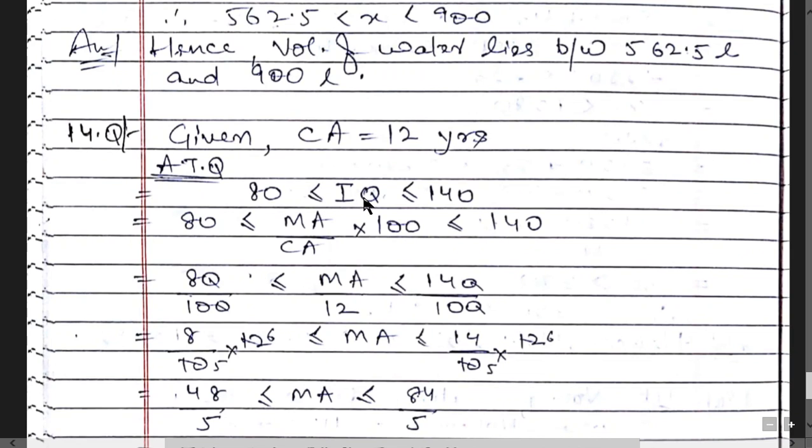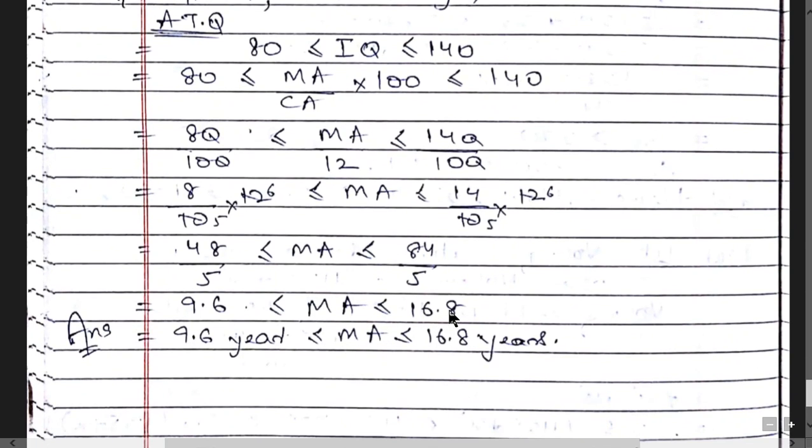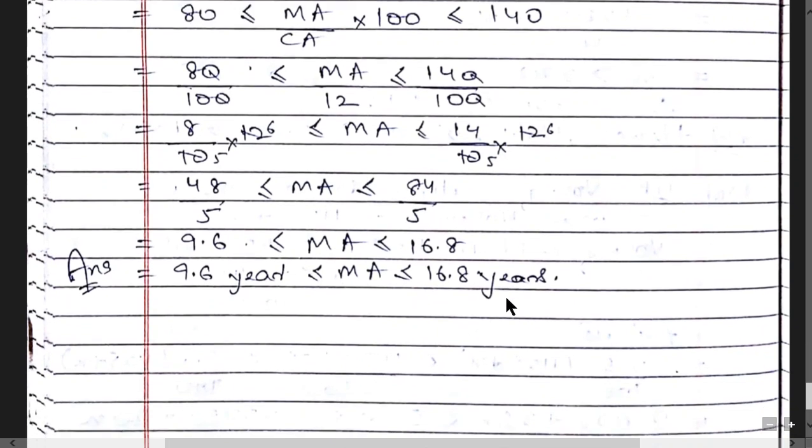80 less than or equal to IQ less than or equal to 140. Insert the value of CA and divide all the contents by 100. 80 divided by 100, MA divided by 12, then 140 divided by 100. After calculation, you will get 9.6 here, and after calculating this, you will get 84 over 5, that is 16.8. It means 9.6 less than or equal to mental age less than or equal to 16.8.